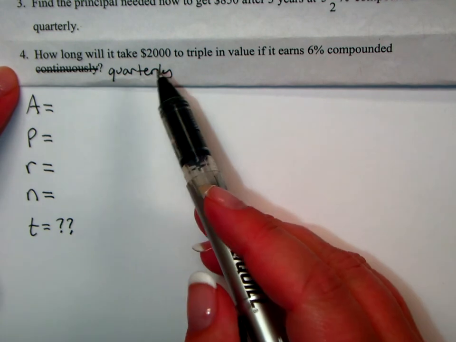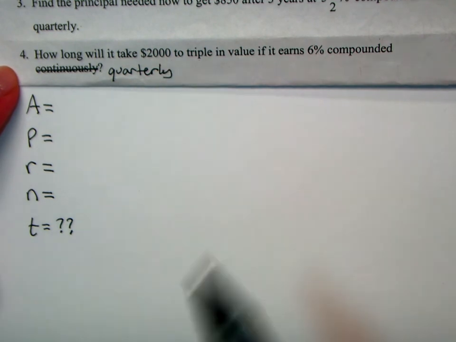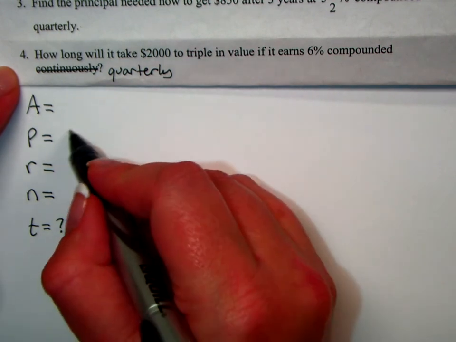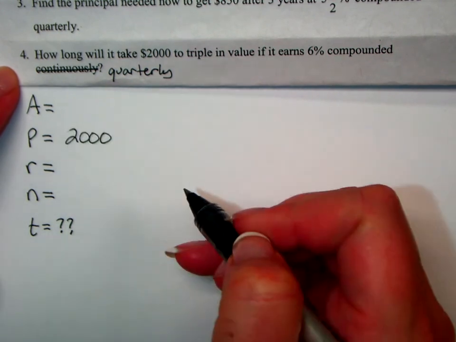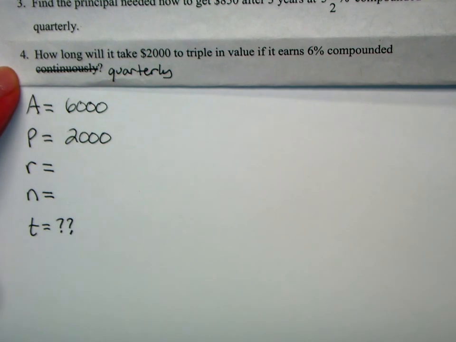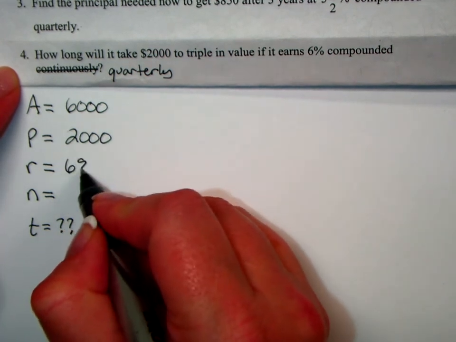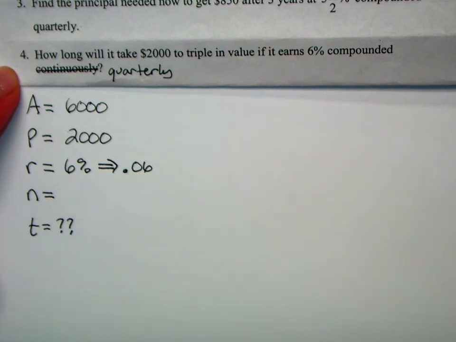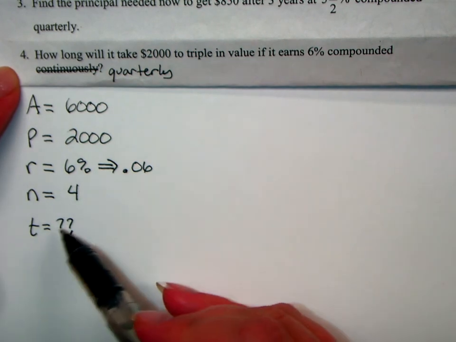So we're going to invest $2,000 and we want it to triple. So we want the $2,000 to grow to $6,000. The $2,000 before interest is the principal. The $6,000 is the amount we want after we've added all the interest. So that's how we triple our money. The interest rate is 6%, which as a decimal is 0.06. I changed the compounding from continuously to quarterly, so n is 4, and we're solving for time.